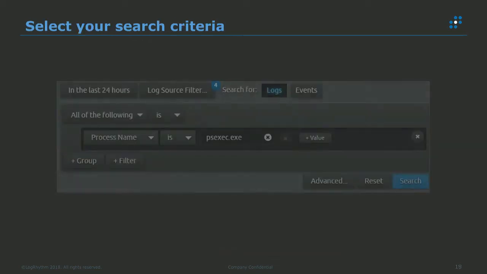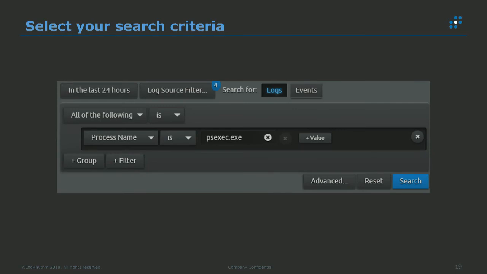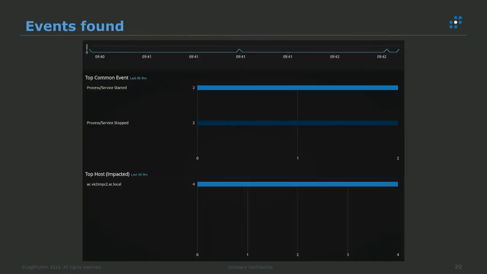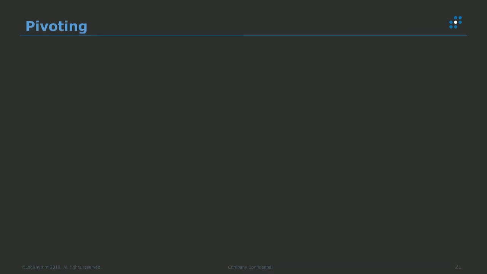So, kind of starting off simple, we're just going to search for process exec under the process name. And we're going to look initially at some common events. On this slide, we can see some processes and services starting and stopping on a particular host machine. We might not think too much of that at this stage, so we're just going to carry on.